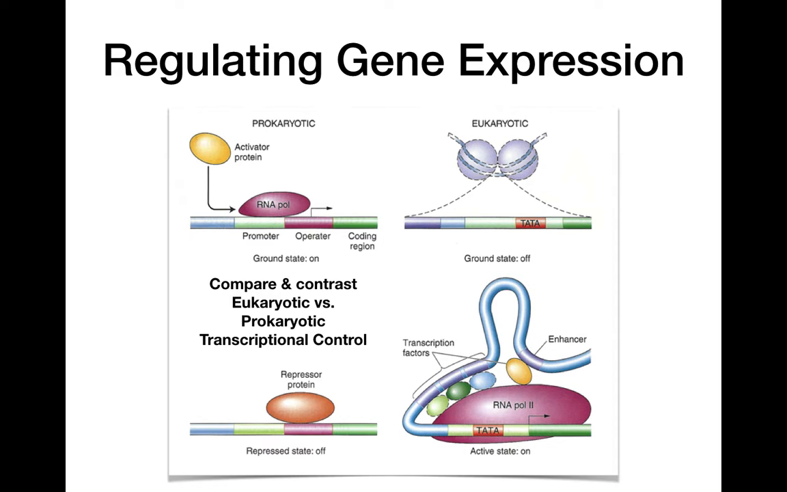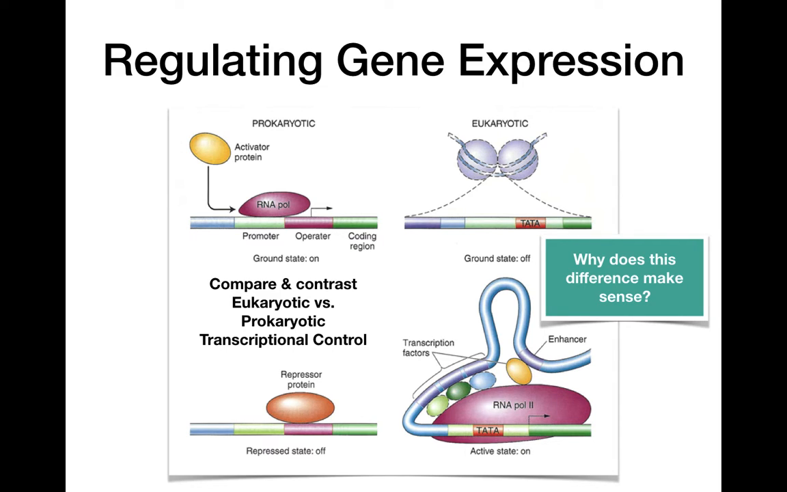And even more important to notice here is the ground state, the normal position for prokaryotic genes is they're on. Most of the time, those genes are just going to always be expressed. They only get turned off sometimes. Whereas in eukaryotes, most of the time the genes are turned off and they only get turned on sometimes. Why does this make a lot of sense in terms of those different organisms?